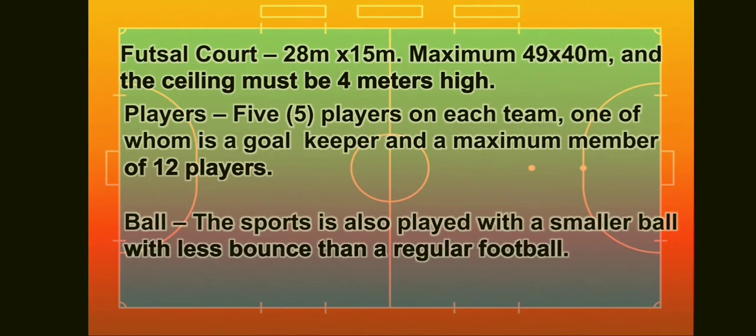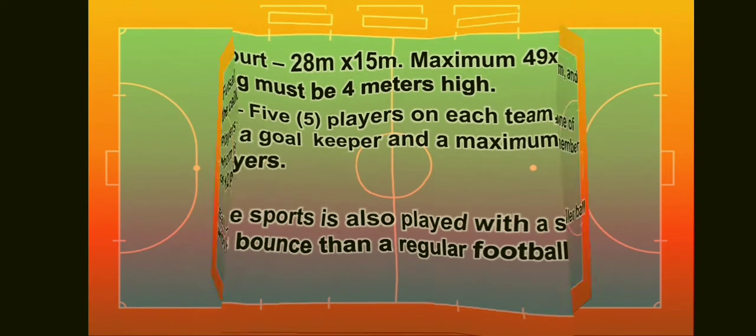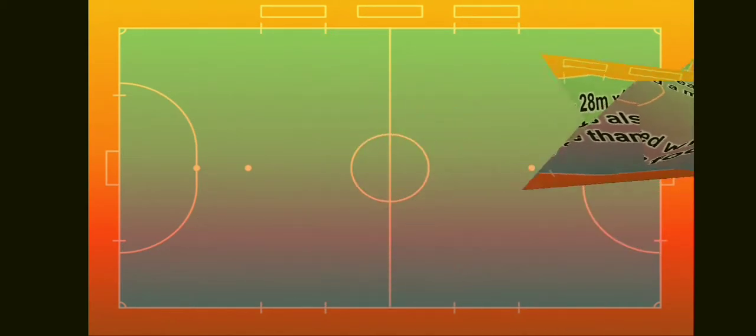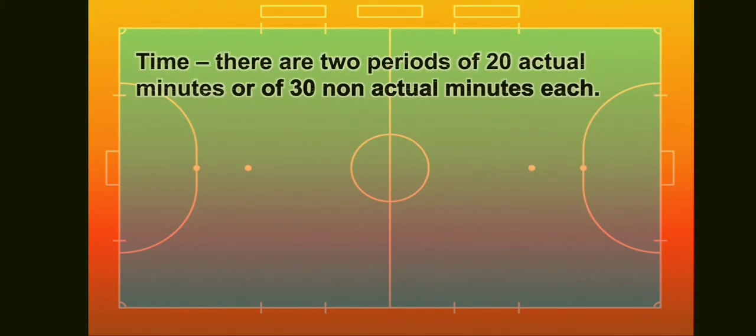The ball in the sport is also a smaller ball with less bounce than a regular football, due to the surface of the pitch. Next is time. There are 2 periods of 20 actual minutes or of 30 non-actual minutes each. Between the 2 periods, there is a break of 15 minutes.